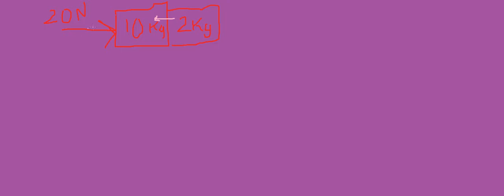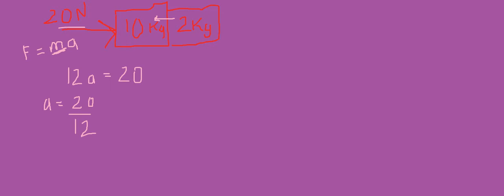So first, let's find the acceleration of this object if this force is acting on these two objects. We know the total mass of these two objects is 12 kilograms, right? And we know F is equal to ma. So the mass of the object, which is 12 kilograms, times the acceleration would equal 20 newtons. That means the acceleration is equal to 20 over 12.